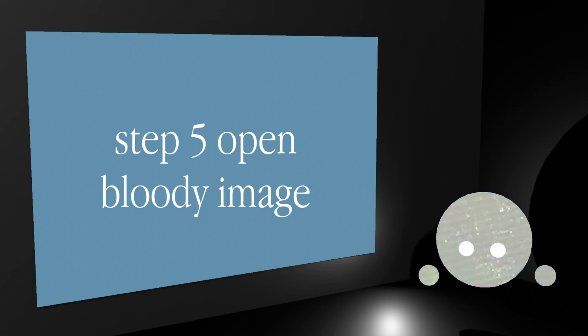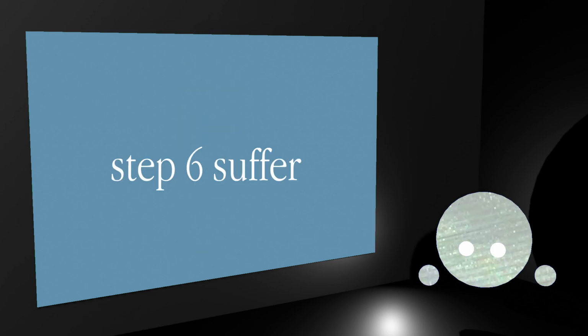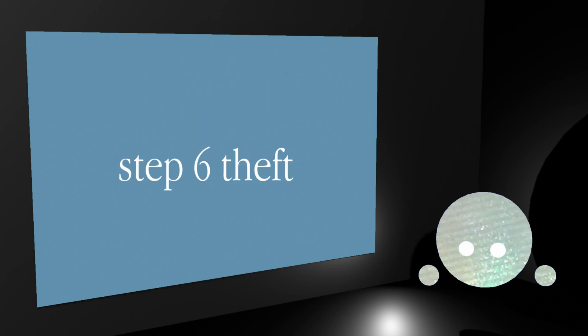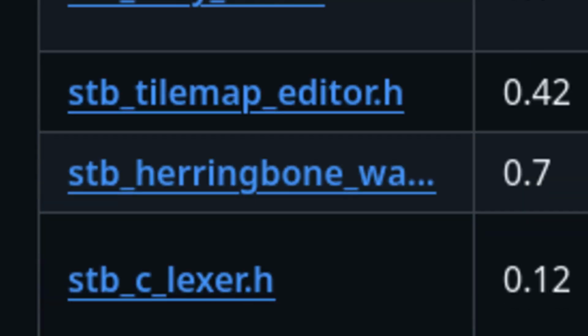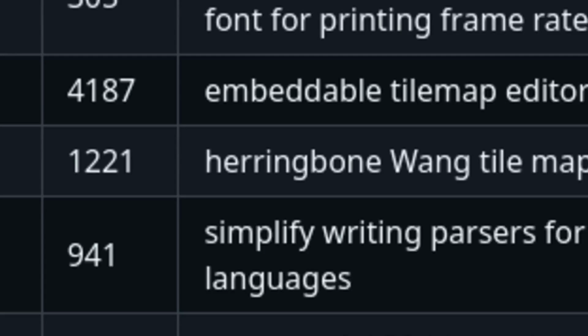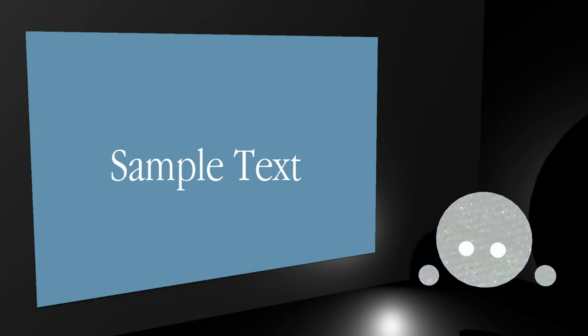To get textures, you first need to load an image. As you may know, there are many image formats, such as PNG, JPEG, GIF, and the quite okay image format. Manually loading all of them would be obnoxious, so we'll use another library. STB. STB has a lot of features, such as STB TrueType for fonts, STB Image Write for making images, and STB Herringbone Wang, which is, you guessed it, a herringbone Wang tile generator, but we're just gonna use STB image.